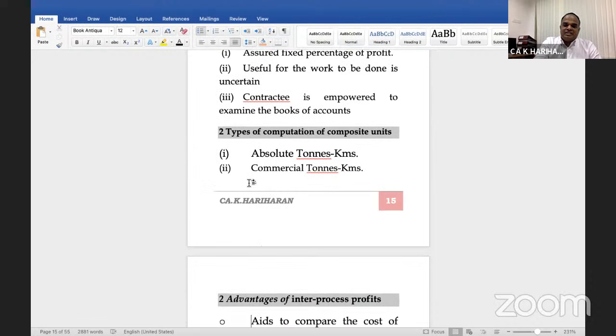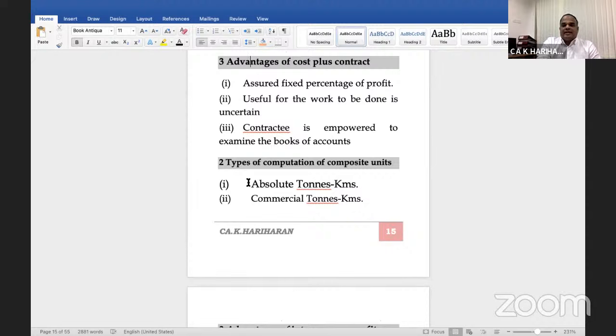Advantages of cost plus contract. With respect to a cost plus contract, the cost incurred plus an additional profit is what I need. Then it's called the value of the contract. It's called the cost plus contract. Here, there is an assured percentage of profit. Irrespective of the escalation, irrespective of the changes in price, we are going to get guaranteed profit. Therefore, assured percentage of profit.